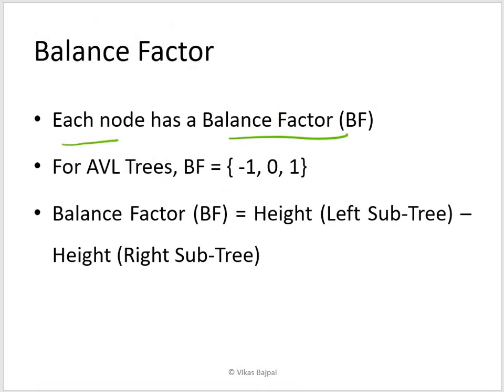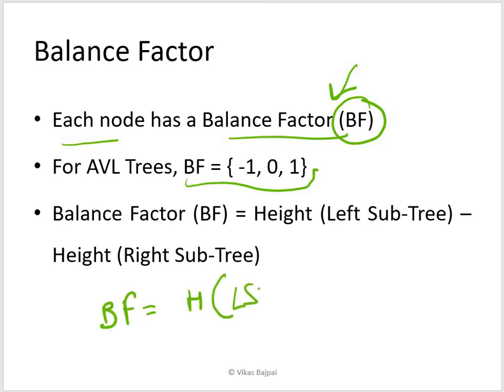So each node has a balance factor, termed as BF in some of the literature, which should be in a range of this. And how to identify this balance factor? It is the height of your left subtree minus the height of your right subtree, right? So let's take one example where we'll find the balance factor of each and every node, so that would make things much clearer.